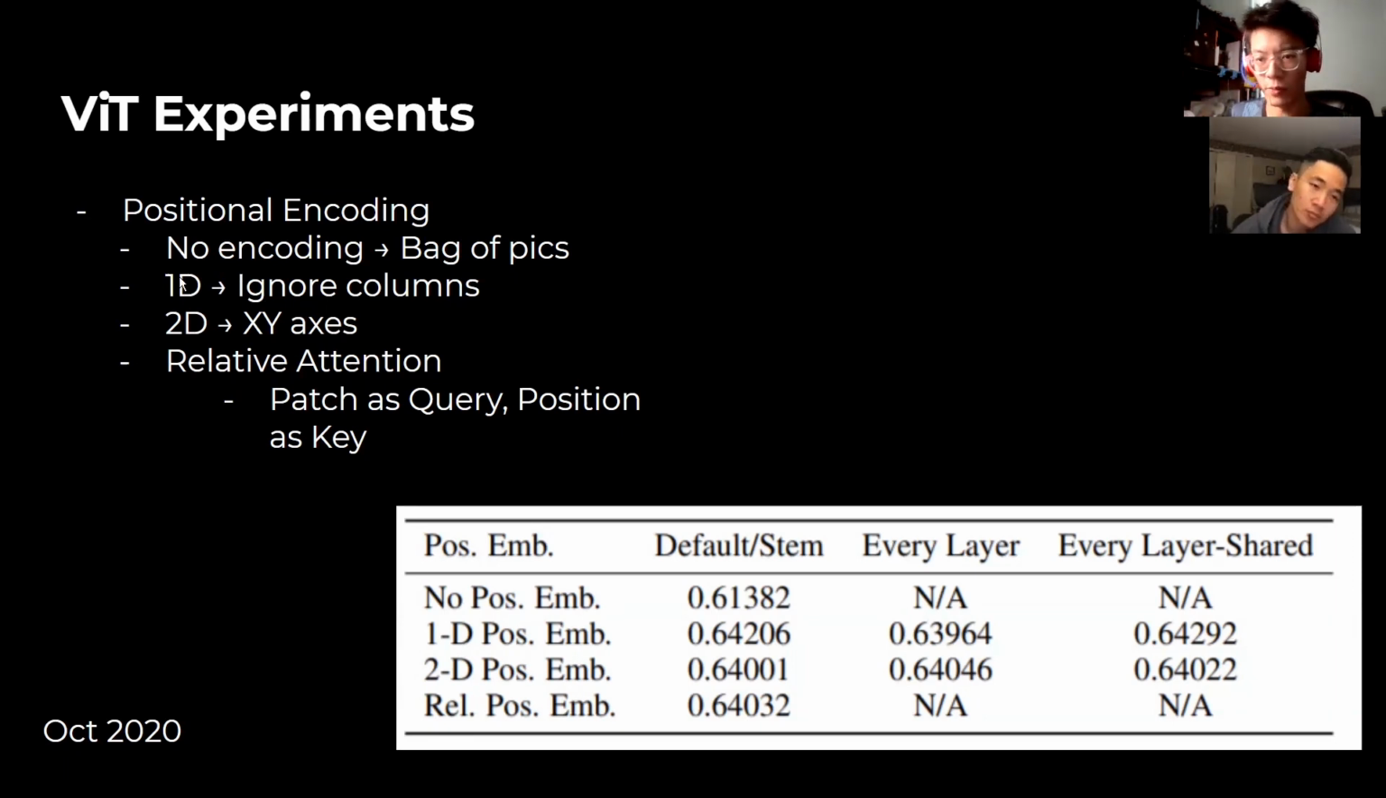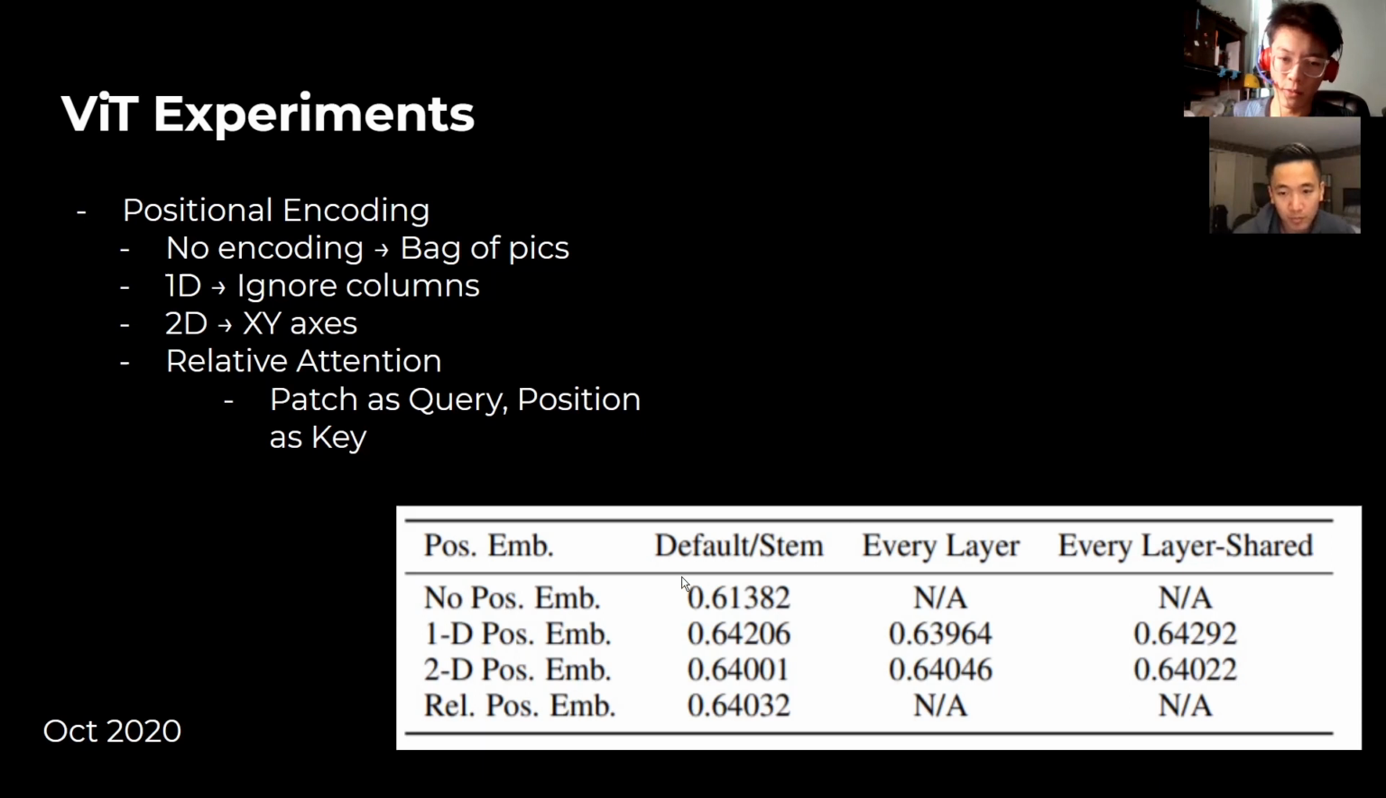For one-dimensional, we're rolling the patches out and numbering them from 1 to whatever the max number is. And for 2D, it will take into consideration the y-axis. So 1, 2, 3, and then the second row 1, 2, 3, third row 1, 2, 3. They also tried relative attention. It's just how far each patch is relatively from each other. They used a query key thing for that. But in the end, they found that one-dimensional positional encoding actually performed better than the other ones.